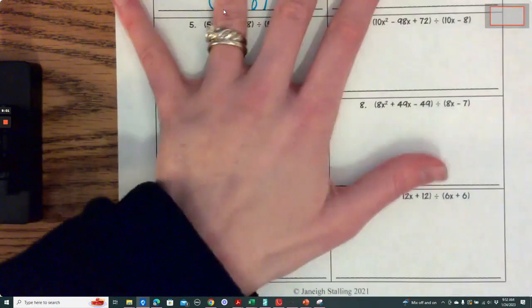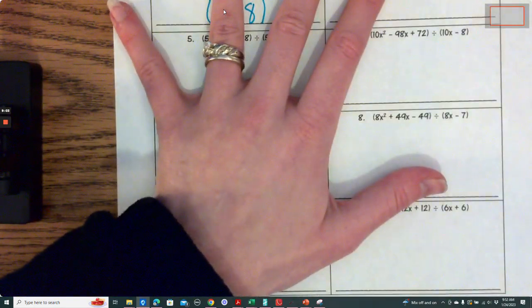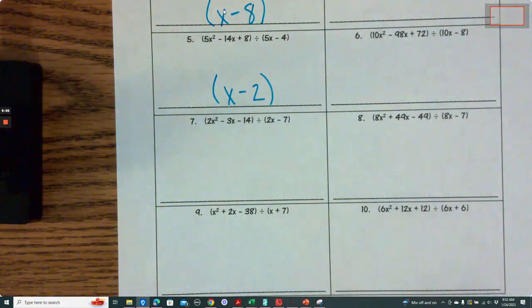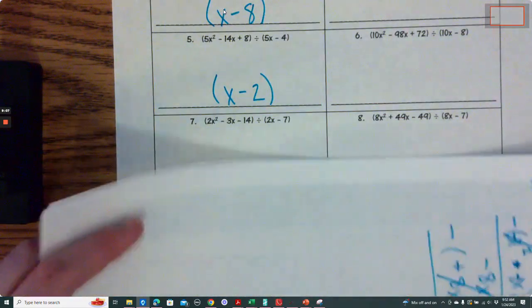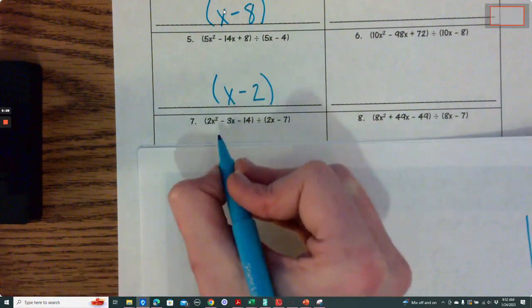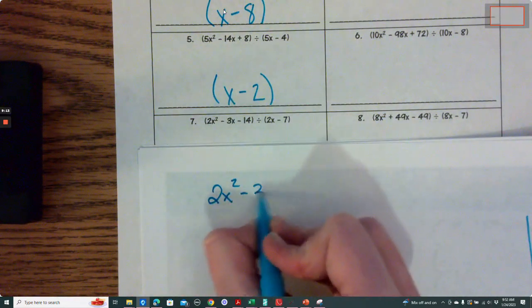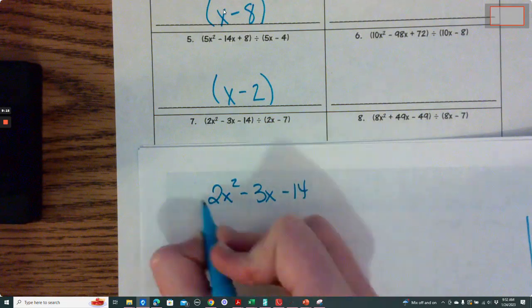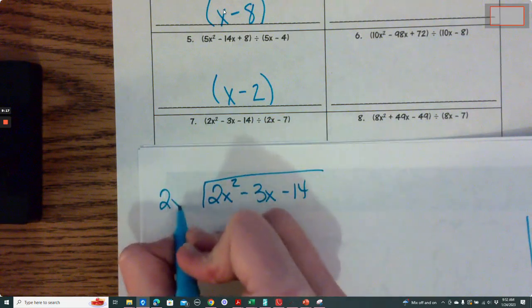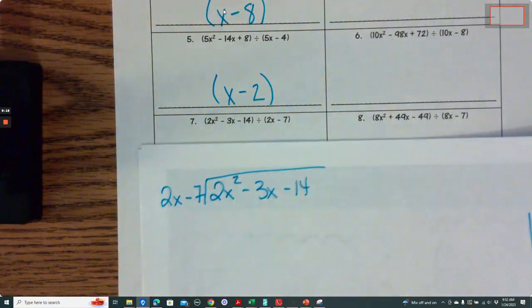Not too awful, right? Could be worse. It's like what we did yesterday. You gotta really take your time. Just go a step at a time. All right, 7. Whatever comes first goes in the box. Whatever comes last goes outside.